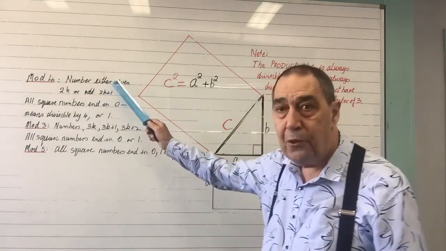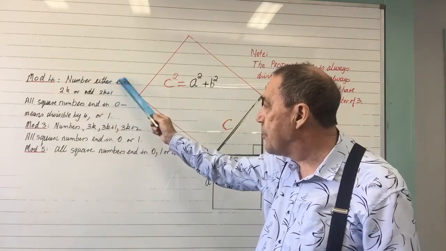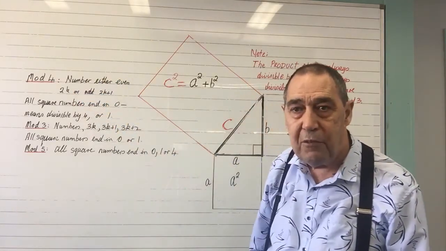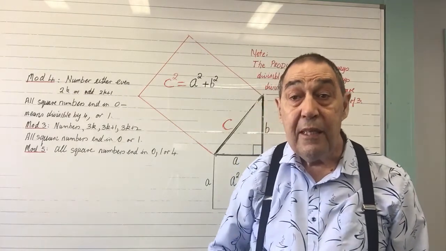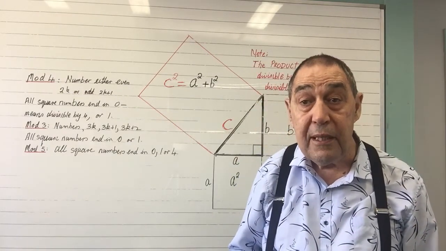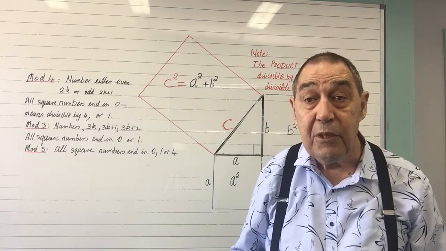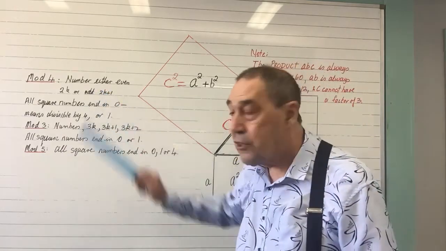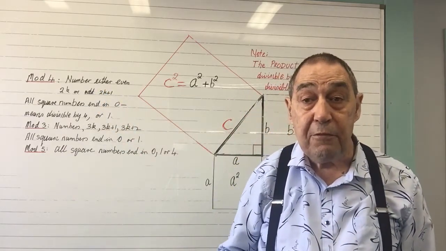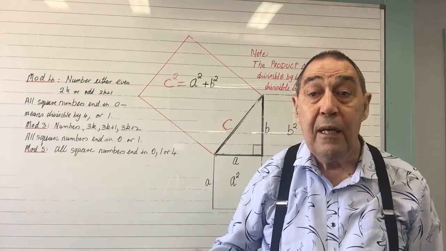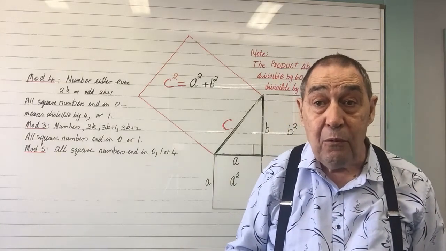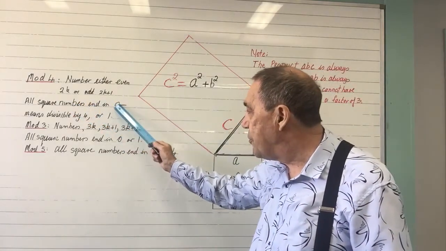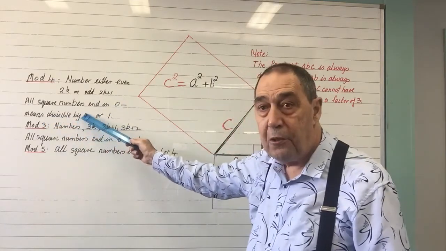Now in mod 4, we can say every number is either even, which we can represent by 2k, or odd, which we can represent by 2k plus 1. If we square an even number, 2k, we get 4k squared, that's divisible by 4. If we square 2k plus 1, we get 4k squared plus 4k plus 1, the first two terms are divisible by 4, and 1 remainder. So we say in mod 4, every square number is divisible by 4, ending in 0, or it ends in 1.